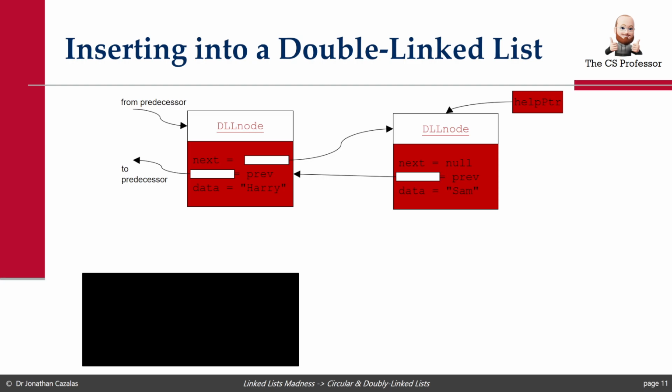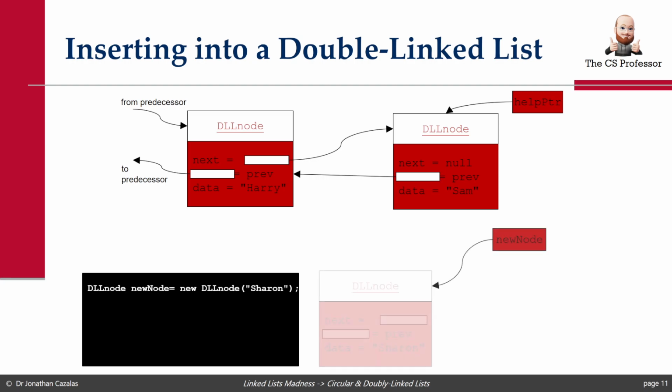So here we have an existing list. It starts somewhere. We don't need to worry about the head. We don't need to worry about the tail. But here in this list, we have Harry currently pointing over to Sam. And of course, Sam is pointing backwards towards Harry. Harry's pointing backwards towards someone else. That's not important. We have these 2 nodes. And we want to insert a new node between them, Sharon. Well, here's Sharon. And we want to insert Sharon between Harry and Sam.